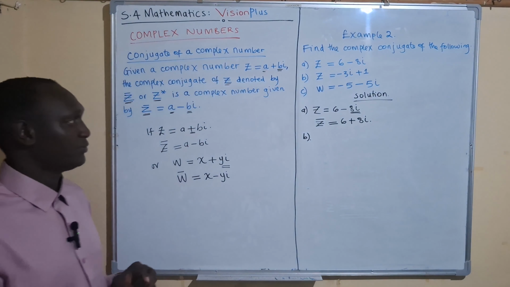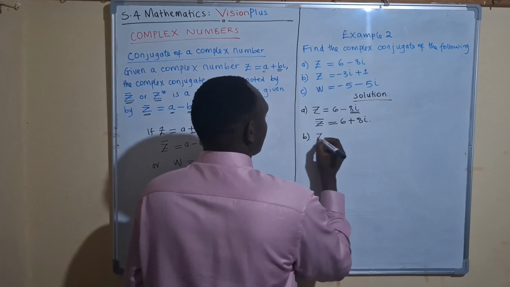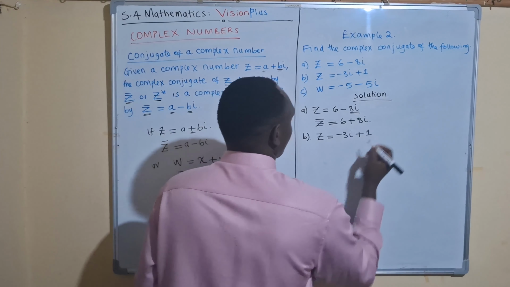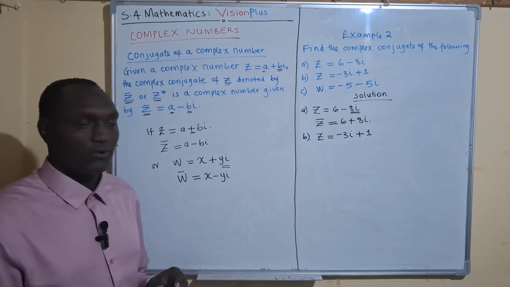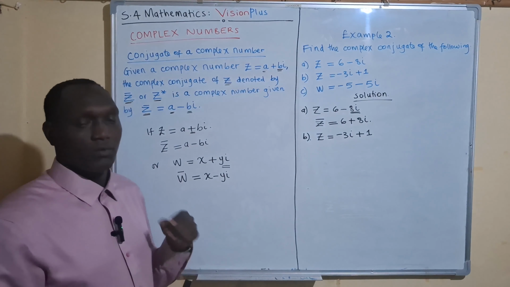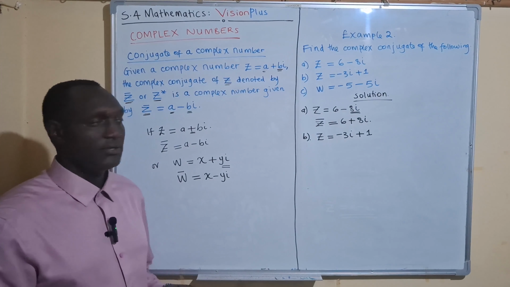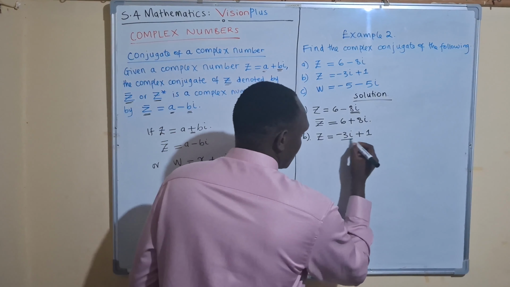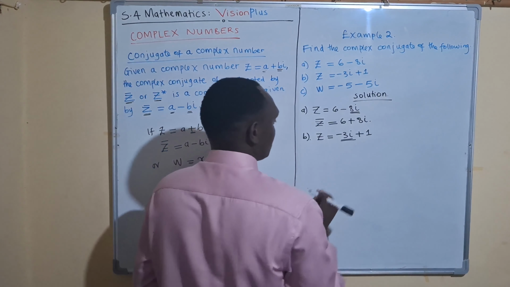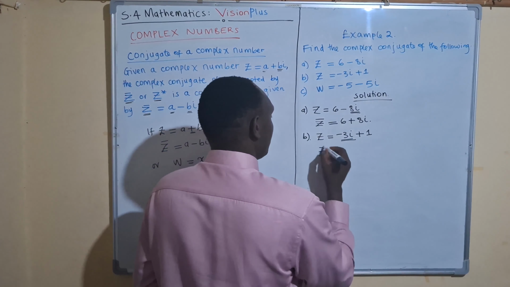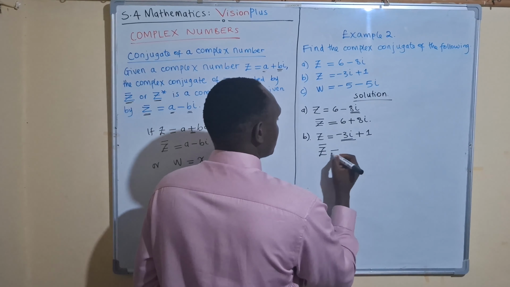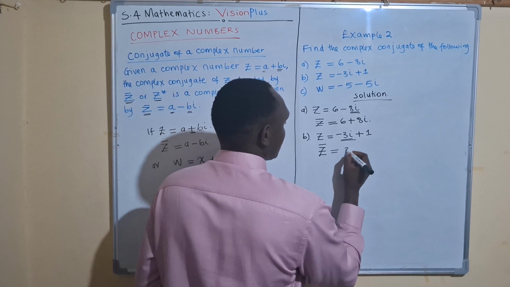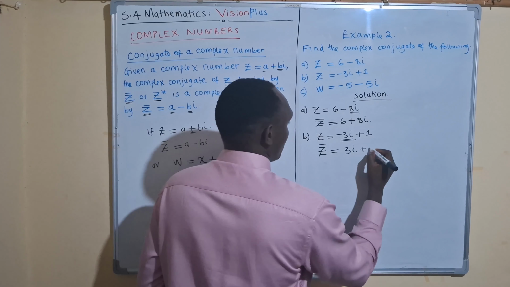Going to part B, which is given by z equals negative 3i plus 1. For us to get the conjugate of part B, we simply need to change the sign of the imaginary part. And this is the imaginary part where there is i. That is the imaginary part. So we shall say z bar or z conjugate gives us, it is negative here, so we shall turn it to be positive, which is the same as 3i and then plus 1.